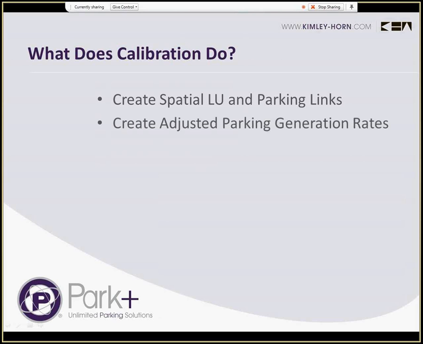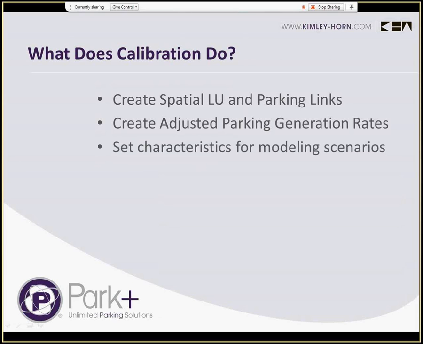It creates adjusted parking generation rates. So if you go into the attribute table in ArcGIS after we've calibrated, you will see that for every individual land use, there is a time of day adjusted parking generation rate based on the occupancy of the parking and the characteristics of the parking that are surrounding it, that are part of that spatial land use and parking link.